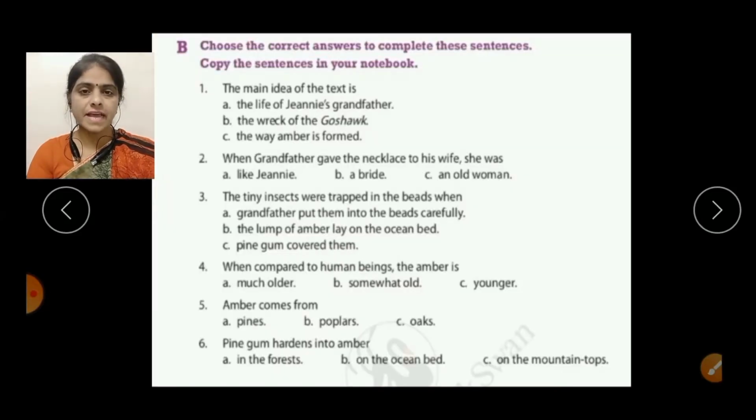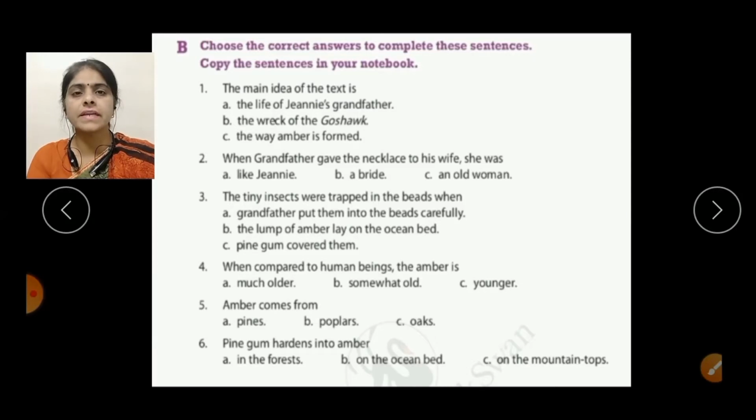The next exercise is exercise B, which is given on the page number 40. Here, choose the correct answers to complete these sentences. Copy the sentences in your notebook. So here we are having 6 sentences and we need to choose the correct answer to complete them. So the first one is, the main idea of the text is.